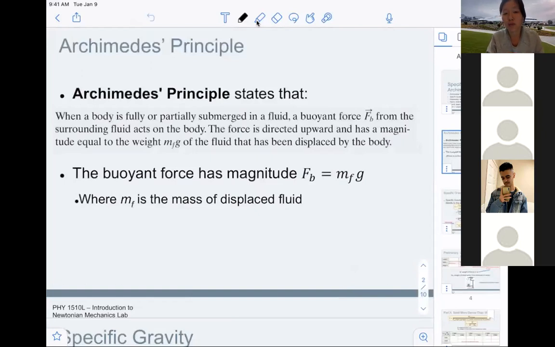So what Archimedes discovered is, okay, you know, this much liquid is being displaced and I can weigh this liquid.